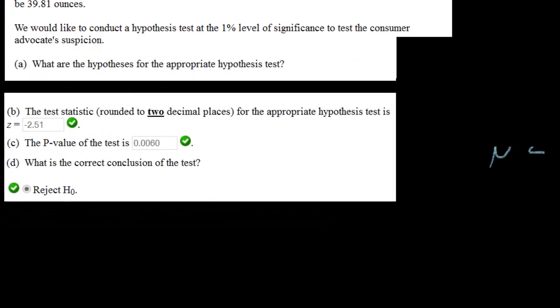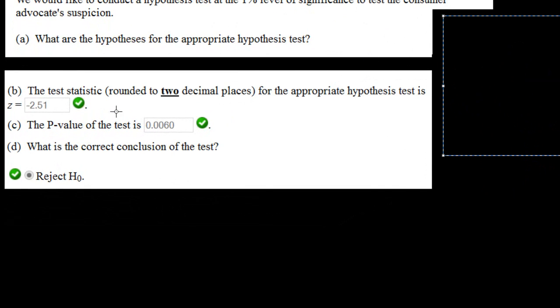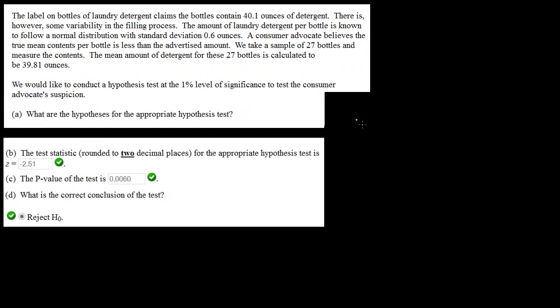Now the next question is, the test statistic rounded to 2 decimal places for the appropriate hypothesis test is... So what is the test statistic? Well, to calculate that, we're going to need the x bar, or the sample mean, subtract the null hypothesis mean, divided by the standard deviation of the sample mean, which we can calculate by doing the standard deviation of the population divided by the square root of our sample size. That would give us our test statistic. It's just a matter of plugging in the data now.